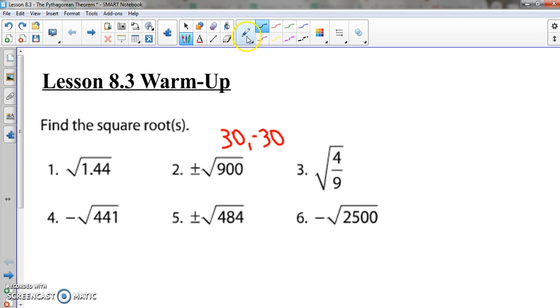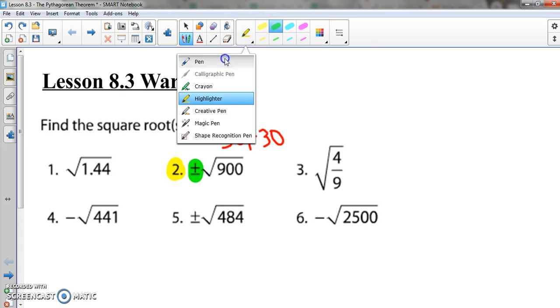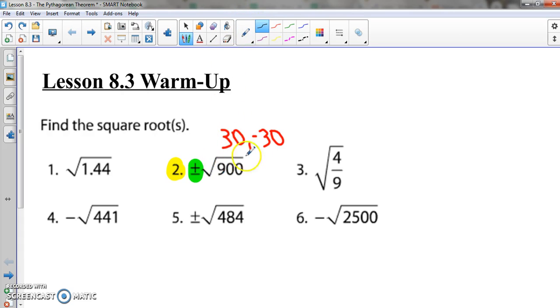But for example, if we take a look at question number 2, this one right here. You see how there's a positive and a negative sign on the outside of the radical? That means that there's technically two answers to this problem. I want a positive root and I want a negative root for this answer. So for example, 30 times 30 will give me 900, but so will negative 30 times negative 30 to give you 900.